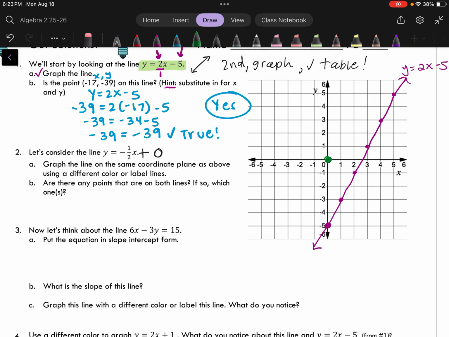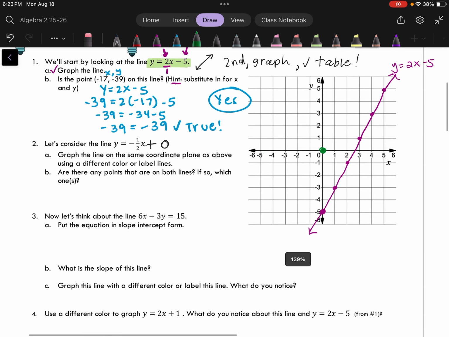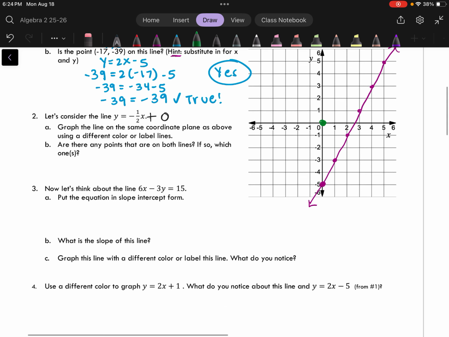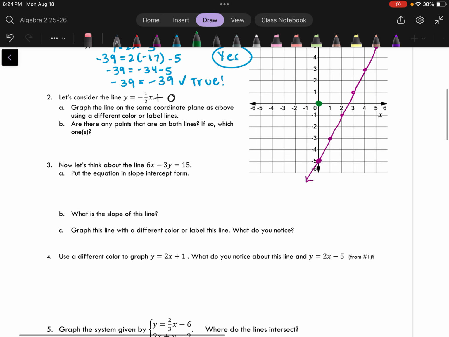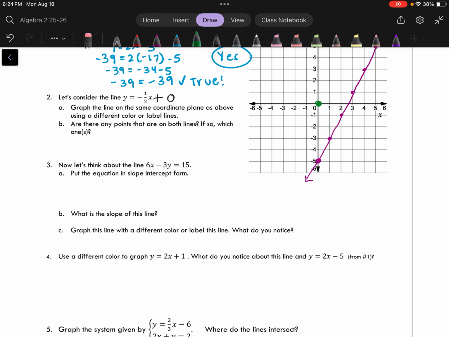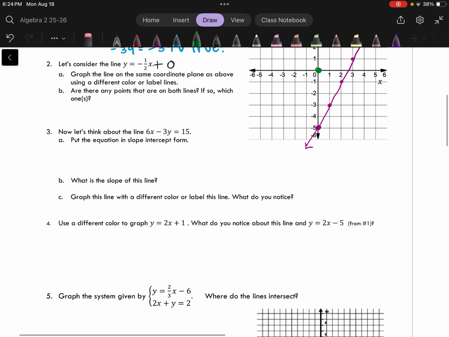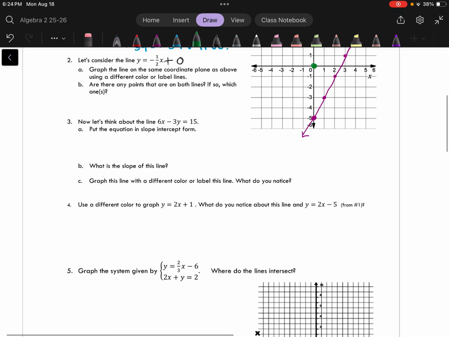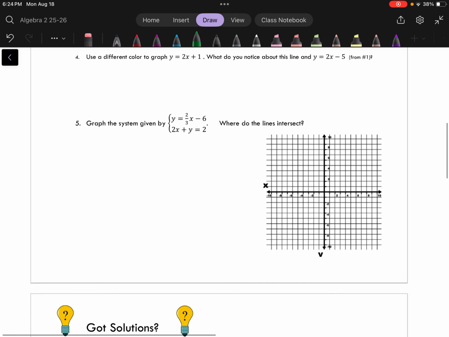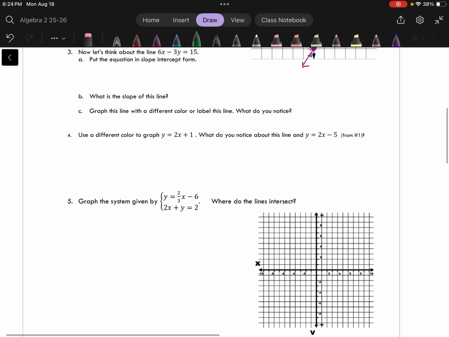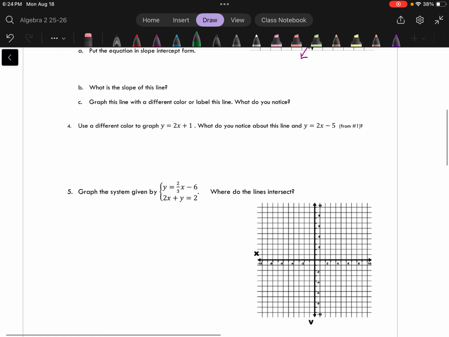And then part B says, are there any points that are on both lines? This is going to guide you to graph 2 equations on the same XY coordinate plane and ask you some questions. So go ahead and work through this. You can work with the person sitting next to you if you want to talk through it together. Otherwise, you can check your answers with Miss Hewlett, and I hope this helps make sense for getting started on graphing a system of equations on a grid.